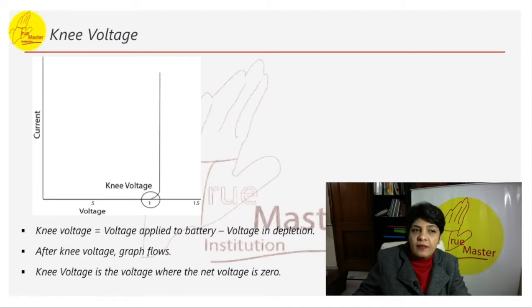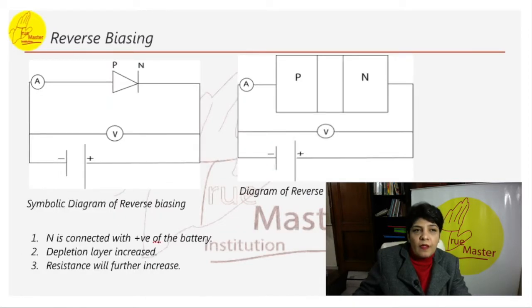Now we will start reverse biasing. In the reverse biasing arrangement, the P side of the PN junction is connected to the negative terminal and the N side to the positive terminal of the battery. Have a look here. The battery has been reversed. Initially it was the positive terminal of the battery connected to the P type. Now for reverse biasing, this P type is connected to the negative of the battery and the N type is connected to the positive of the battery. So it is called reverse biasing.